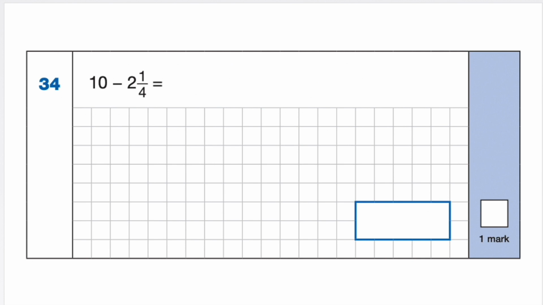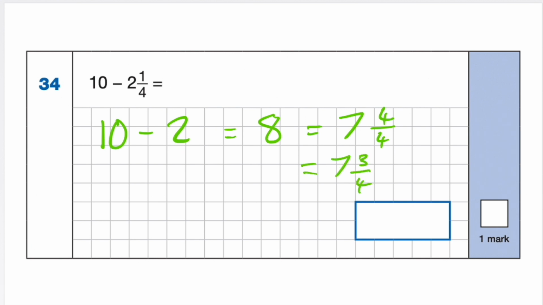Okay, 34, we're on the last page, and we have 10 subtract 2 and 1/4. So we have a whole number subtract a mixed number. And this actually isn't as hard as it looks, because what we can do is we can just do 10 subtract 2, which equals 8. And another way of saying 8 would be 7 and 4/4. And then if we're taking one of those quarters away, we're going to be left with 7 and 3/4. And that's my answer, 7 and 3/4.